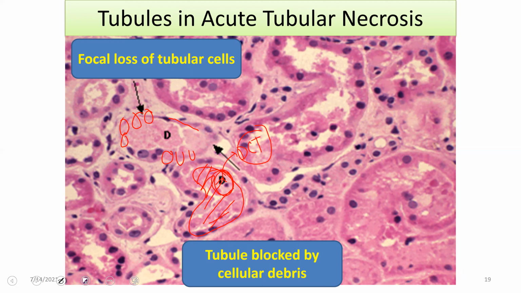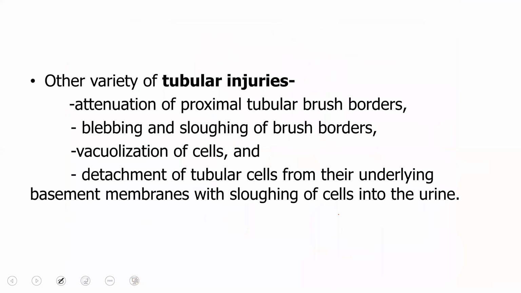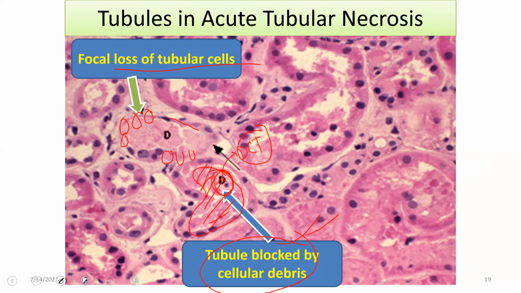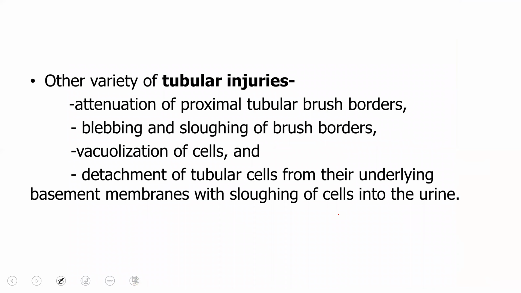Let me explain why we see this dirty brown granular cast in the distal convoluted tubule and not in the other parts of the nephron. We can see that there is focal loss of tubular cells, and the tubules are also blocked by cellular debris. So let me make a nephron here. This is the PCT, this is the thin descending limb, this is the thick ascending limb of the loop of Henle, and this is the distal convoluted tubule.